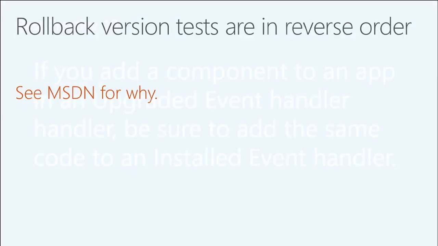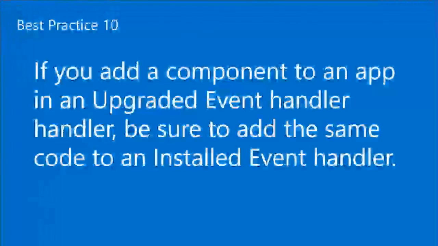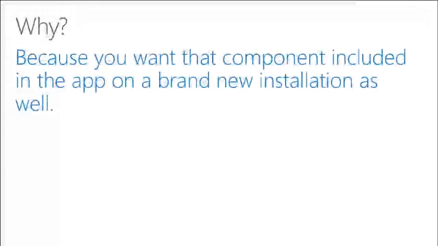Our last best practice for today. If you add a component to an app in an upgraded event handler, be sure to add the same code to an installed event handler. Why? Because there's no time when both the installed event code and the upgraded event code run. So on a clean installation, only the installed event code runs. But clean installations result in the same app version number, the app version that's in the app manifest. If you don't repeat your update code in the installed event handler, you'll end up with some app instances that have the latest version number, but which actually only have the components of version 1.